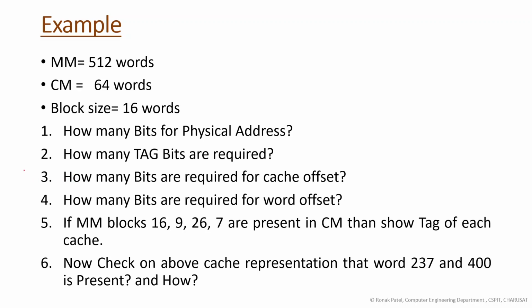How many bits for the physical address? How many tag bits are required? How many bits are required for cache offset? Here we don't require that. How many bits are required for word offset? If main memory blocks 16, 9, 26, 7 are present in cache memory, then show the tag of each cache block. One by one, put these blocks in cache memory. Now you don't require the modulo operation. Then check whether the block is present or not.